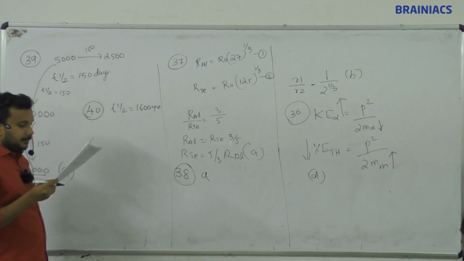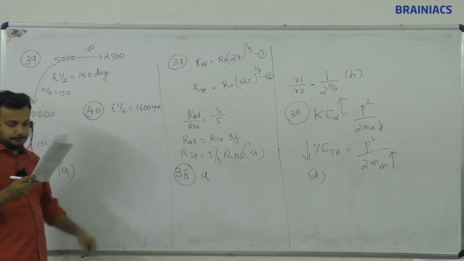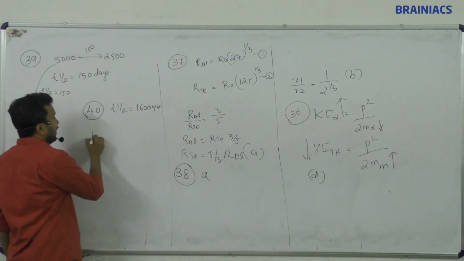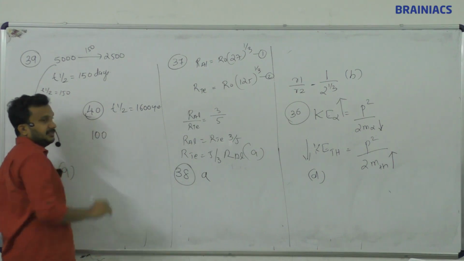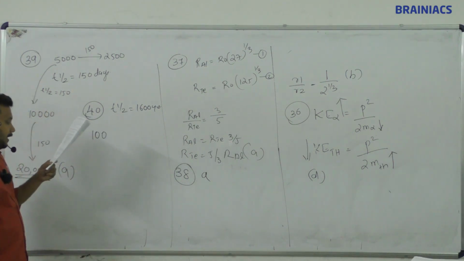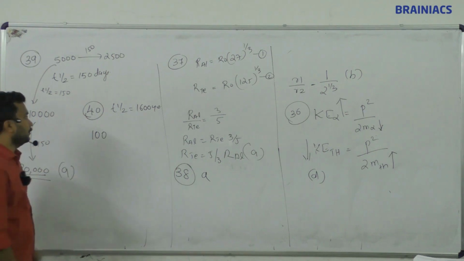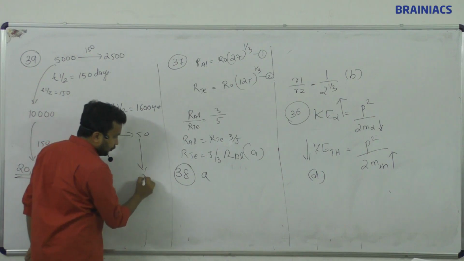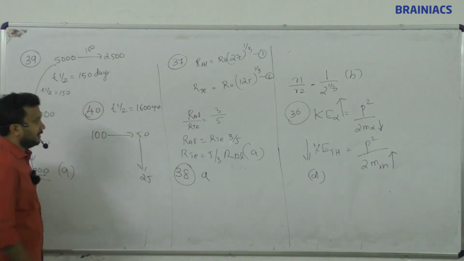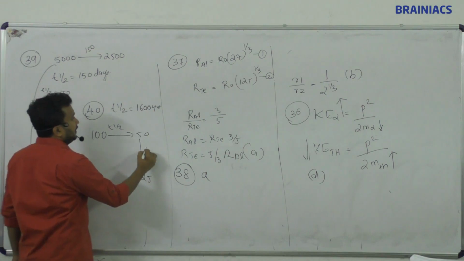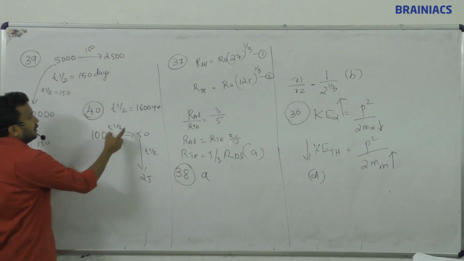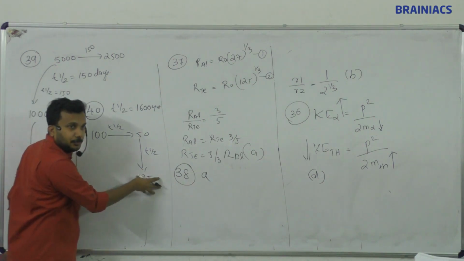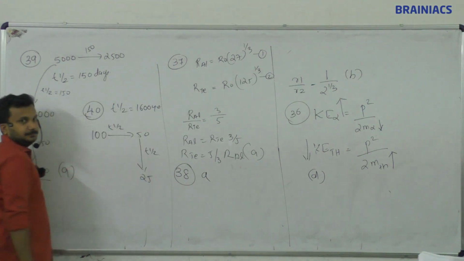Of 100 gram of radium existing now, 25 grams will remain unchanged after. So 100 now, 100 gram of radium remains now. So 100 to 50 in one half life, 50 to 25 gram in the next half life. So here one half life, here one half life. Here how much will come? So 100 initial, now balance 25. So how much is lost?